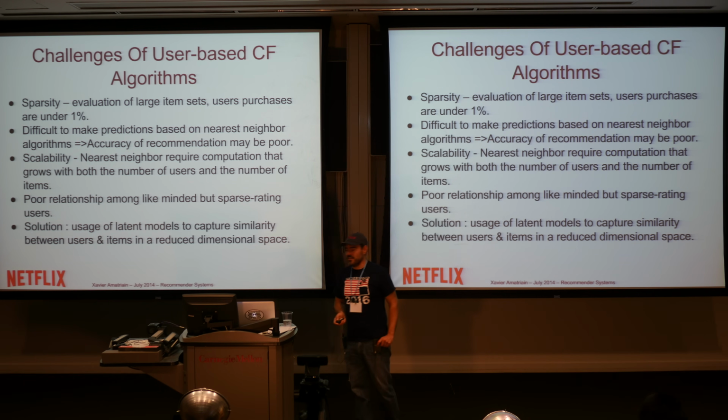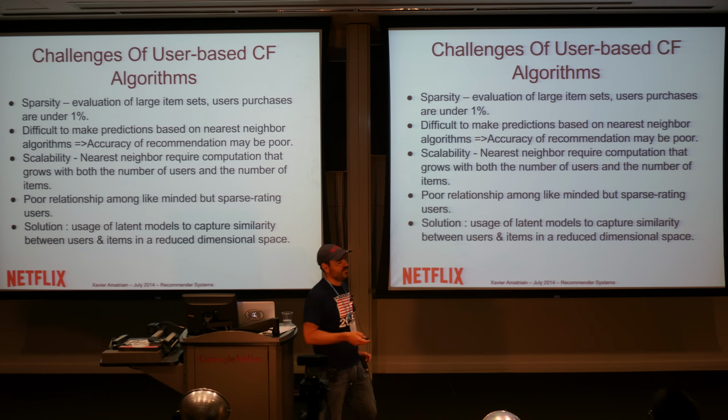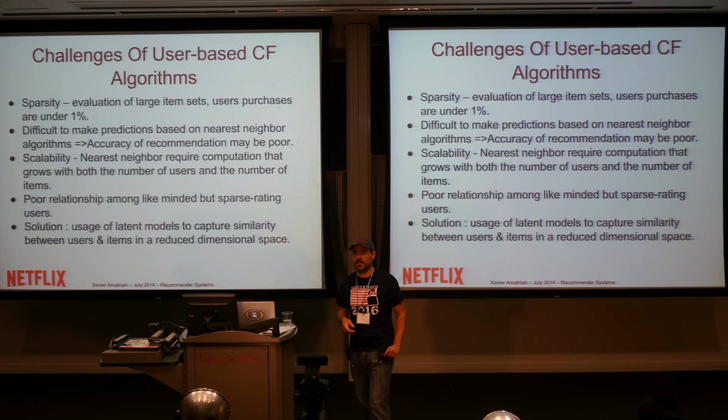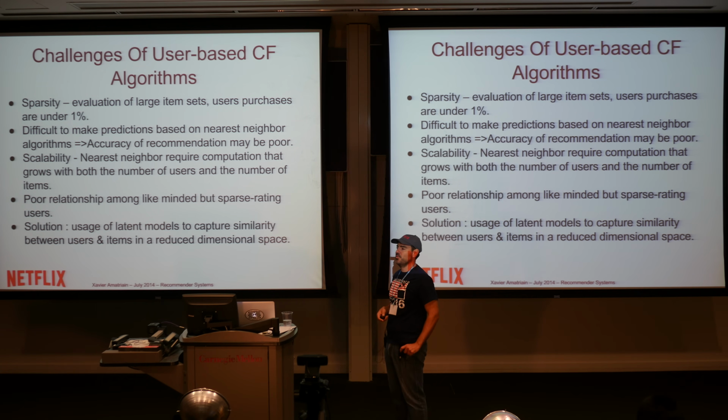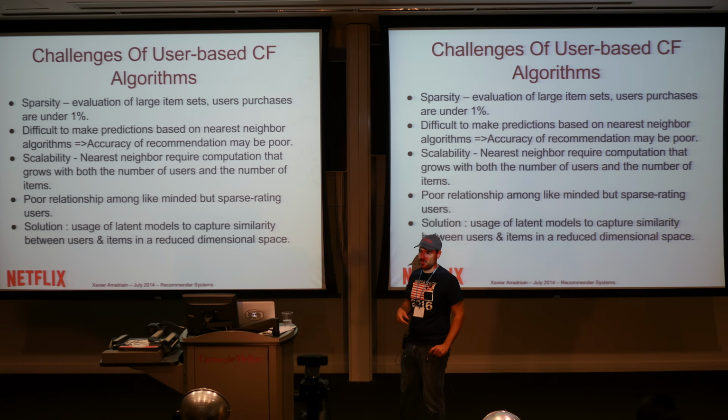Okay, so challenges, I think we've already touched upon several of those. The challenges of nearest neighbor collaborative filtering are, first of all, overall sparsity. If we have sparsity under 1%, in many cases it's going to be challenging to fill in that matrix and to find those neighborhoods and to do that in a way that makes sense.